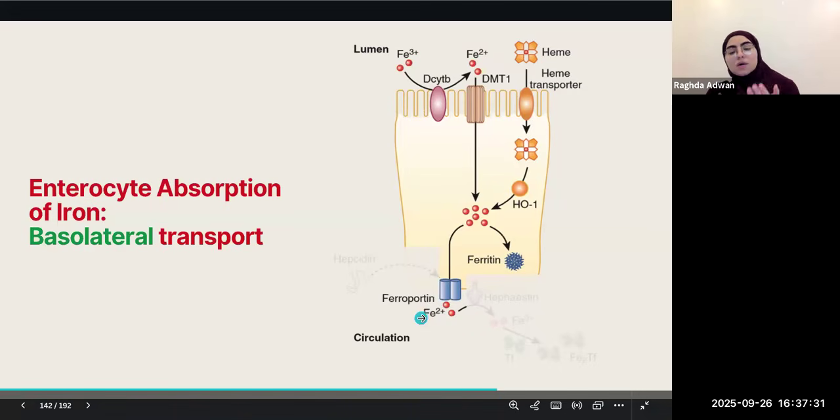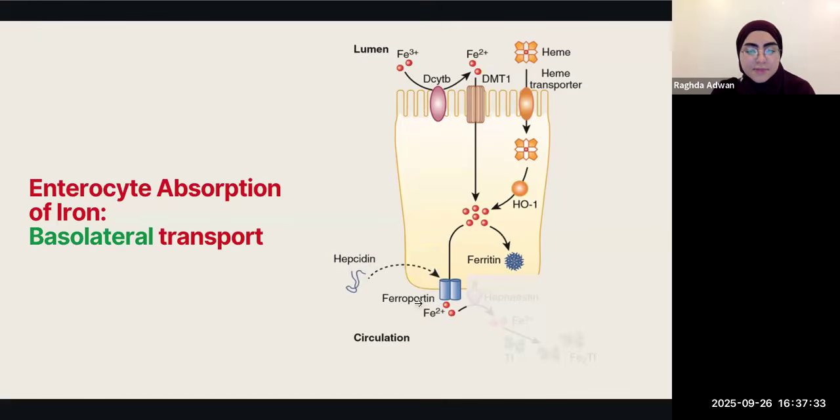Now what if we have enough iron? Hepcidin is going to come and block ferroportin. Hepcidin is the one that comes and blocks ferroportin if we have enough. If we don't have enough, ferroportin stays open. Now, there's another protein on the outside of the membrane of the enterocyte called hephaestin. Hephaestin will convert Fe2+ to Fe3+ once again to bind to transferrin, so that transferrin can go and carry Fe3+ and take it around the body.